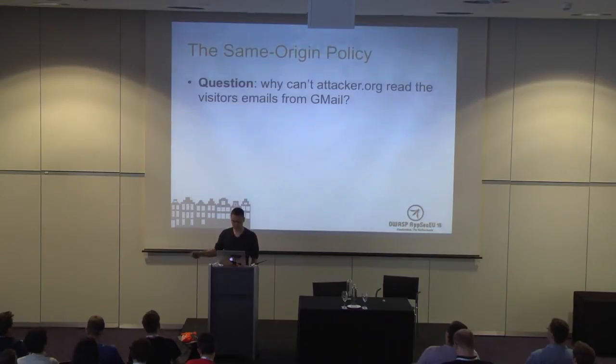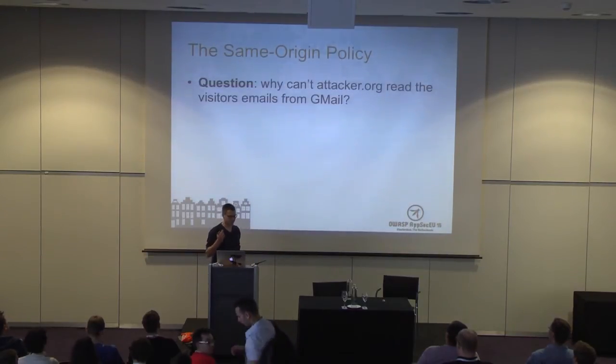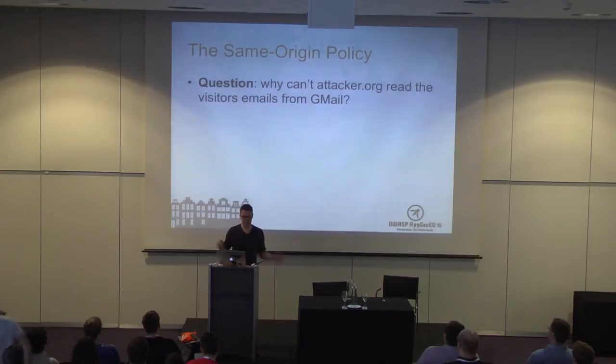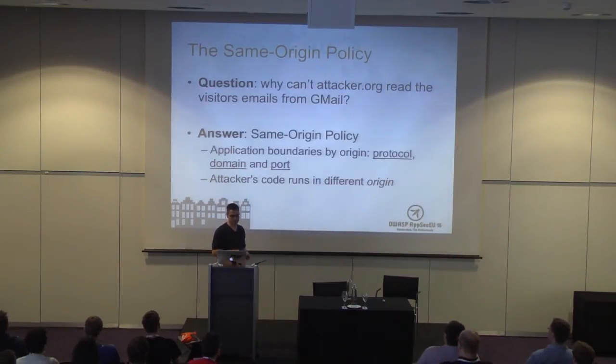Before we start talking about XSS, let's briefly talk about the same origin policy. So a question is, why can't a domain, say attacker.org, read the emails that the visitor has on Gmail? You can just open an iframe and read the emails, right? No, actually you can't, because there's the same origin policy in the way, which defines application boundaries by an origin, and the origin is the protocol, the domain or the host in terms of an IP address, and the port.